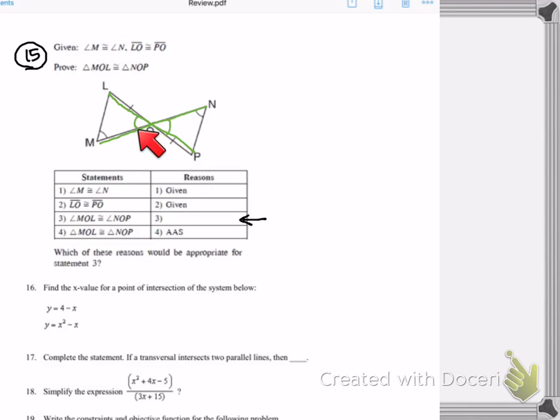Now you may recall that if you have angles that are formed by two lines crossing and they're opposite each other, where those two lines cross, they're called vertical angles. And vertical angles are congruent. So for our reason here, we can say vertical angles are congruent, which is also known as the vertical angles theorem.